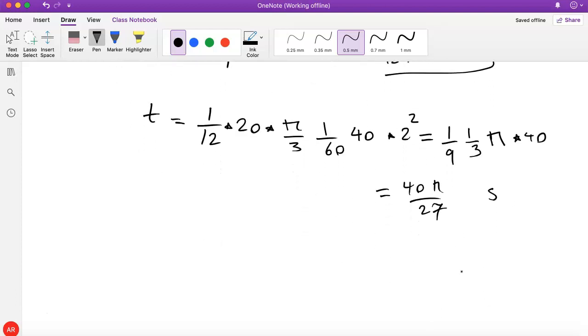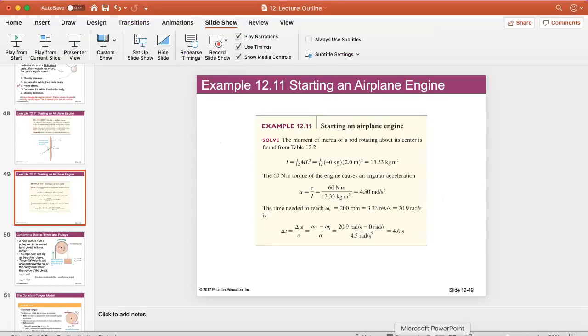Pi is roughly 3.14, so that's 120 something divided by 27. So it seems to be like 4 point something if I plug it into a calculator. Let's see if we found the correct answer here. So if I look at the slides.